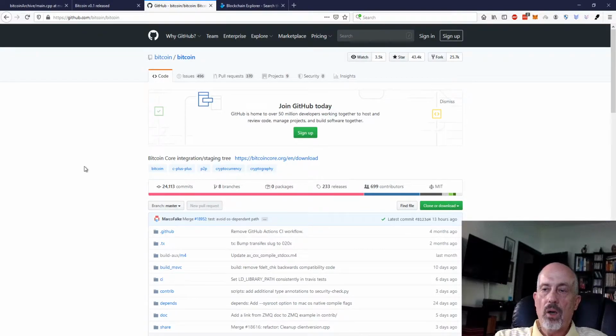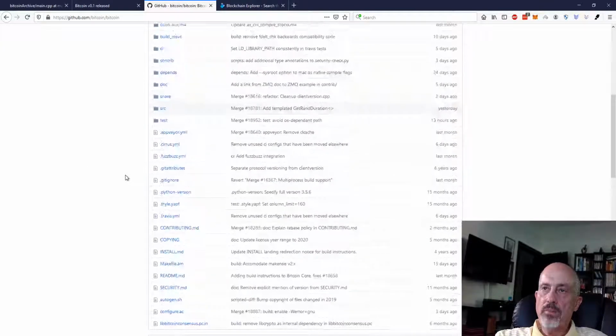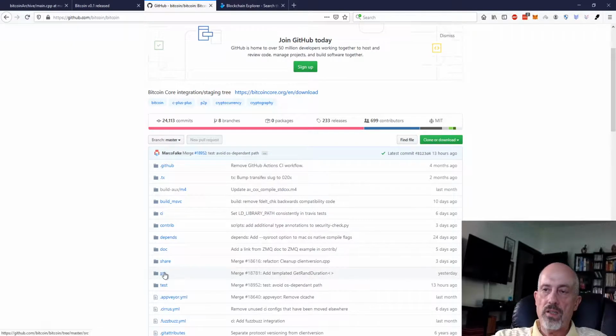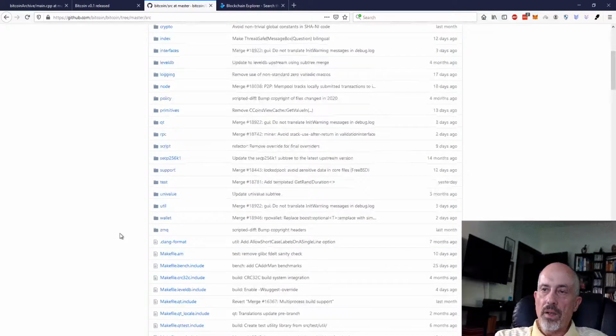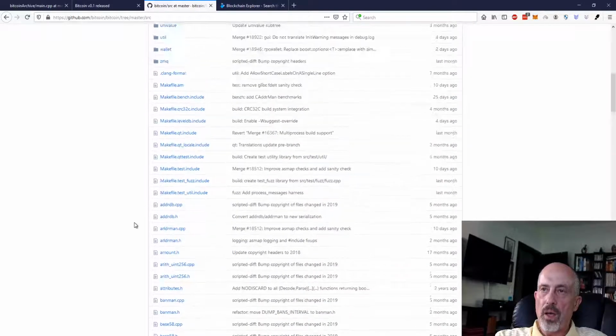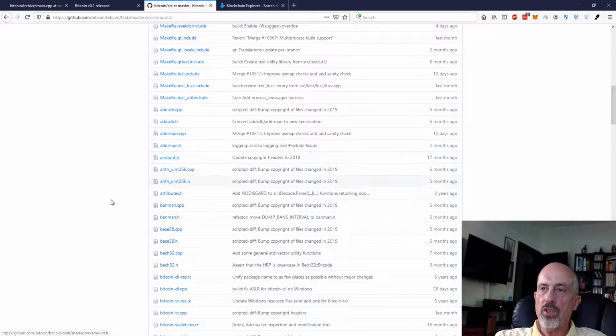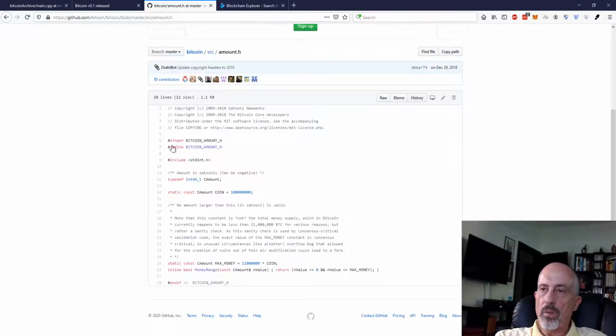either additions or deletions, to the documentation or to the code. Now, talking about the interesting parts, we go into a subdirectory called src. In here, the first file that we're going to take a look at is called amount.h. It's a very small program only. And in here, we've got the famous 21 million. It's hard-coded in the system. And also 100 million coins is equal to 1 Bitcoin. What Satoshi called a coin, we call a Satoshi these days. So 100 million Satoshis, or Sats, is equal to 1 Bitcoin, but that, as you can see, is hard-coded in the system.